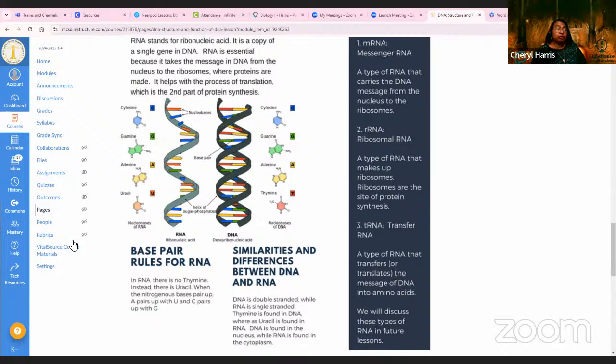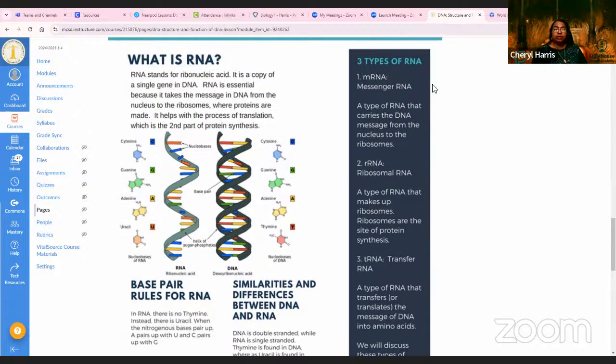So you have to know what the similarities and differences are. That's always a test question: compare and contrast the structure of RNA and DNA. All right, then you need to know that there are 3 types of RNA. And this is important because when we start talking about protein synthesis, we need to know what each one does. They don't all do the same thing, even though they're made up of the same thing.